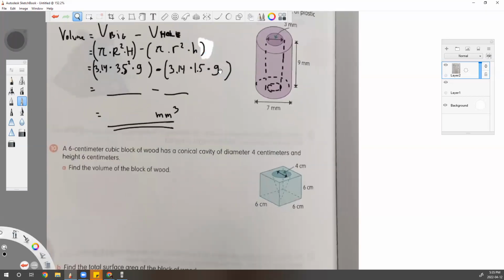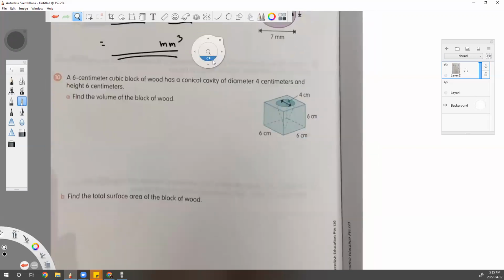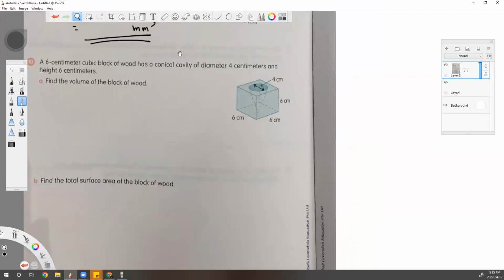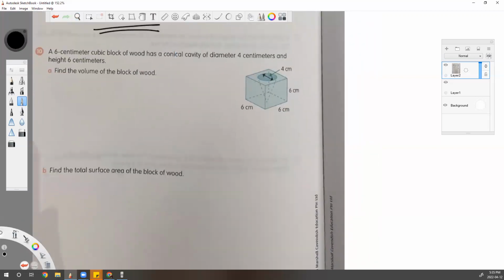Now, a 6 centimeter cubic block of wood has a conical cavity of diameter 4 centimeter and height 6 centimeter. Find the volume of the block of wood. How do you calculate the volume, Stacey? Just let me know. How to find the volume of the wood? How do you do this?